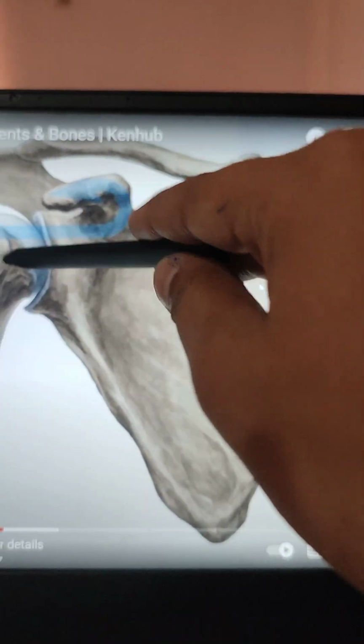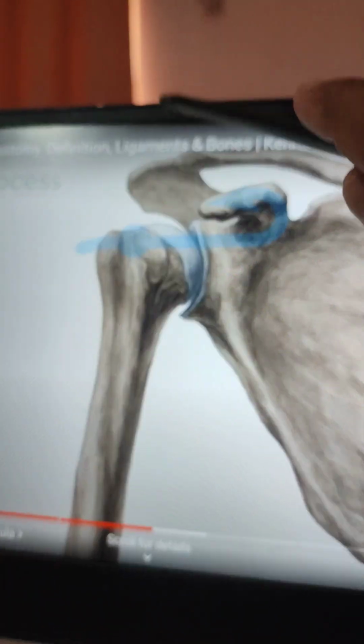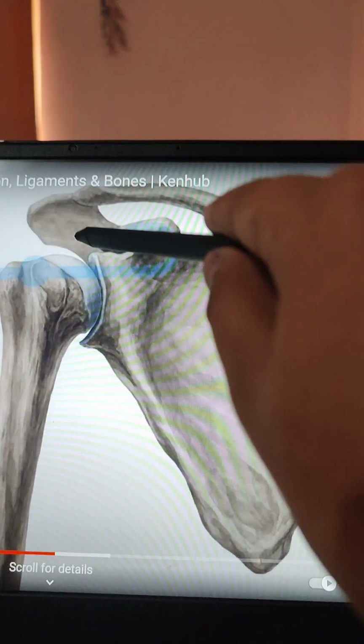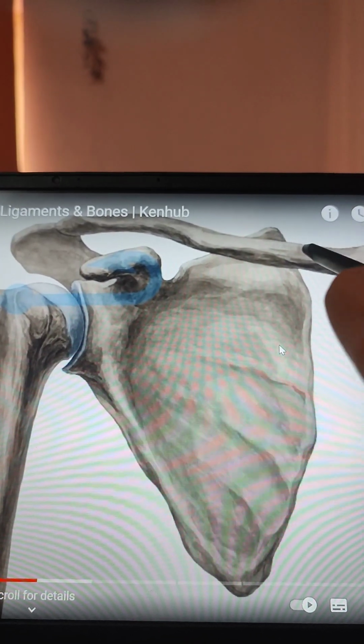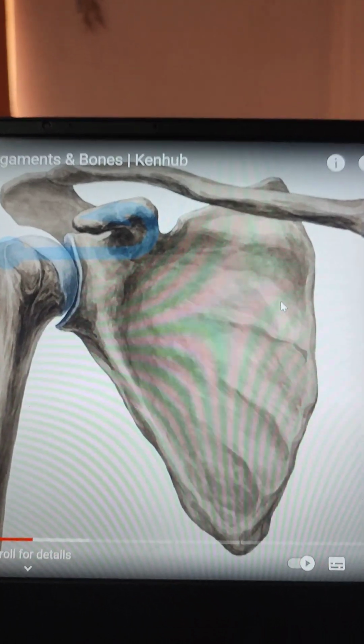Here there is the humerus, and the glenoid cavity of the scapula. Then here, you can see, what is this? This is one horizontal bone in the body, that is the clavicle.